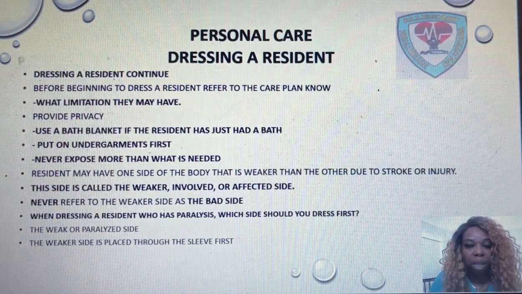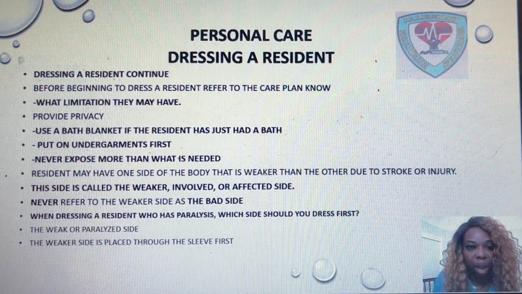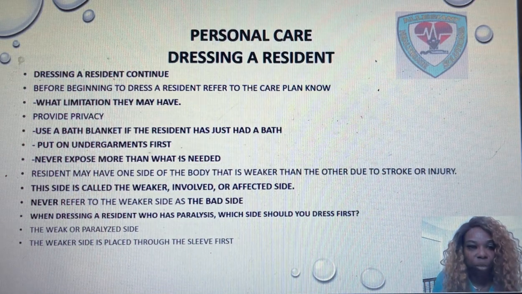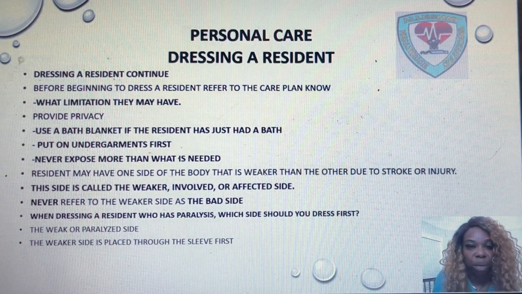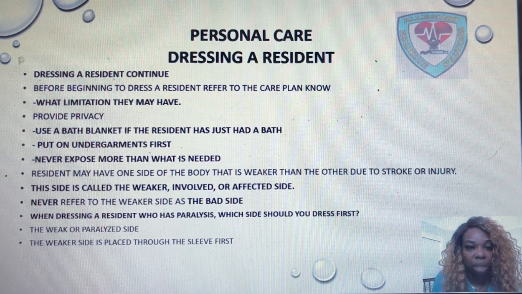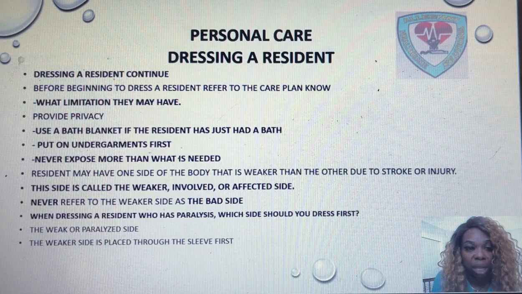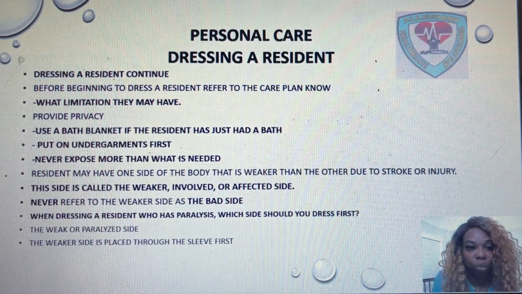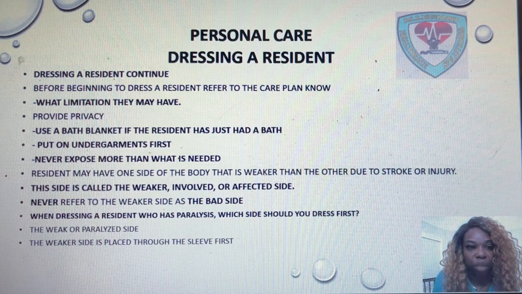The next thing we're going to talk about is dressing the resident. Once again, when we're providing personal care, you always want to refer to the care plan prior to dressing the resident. You also want to know what limitations the resident may have. If the resident has experienced a stroke, or if they have experienced some type of injury, they may be weak on one side of the body. You want to come into the know of this prior to you beginning to dress the resident. So always refer to the care plan and communicate with the nurse.